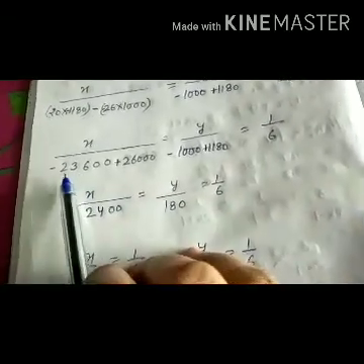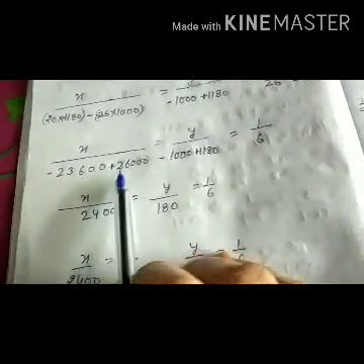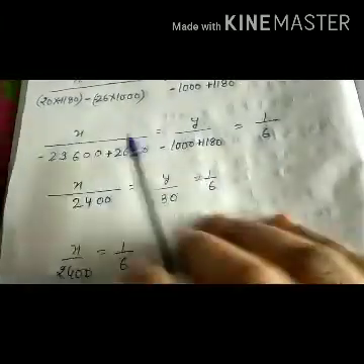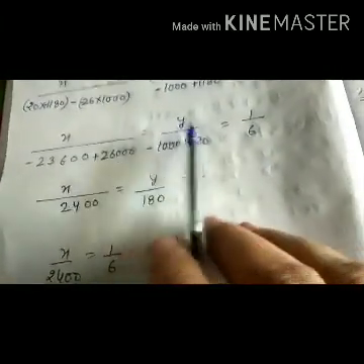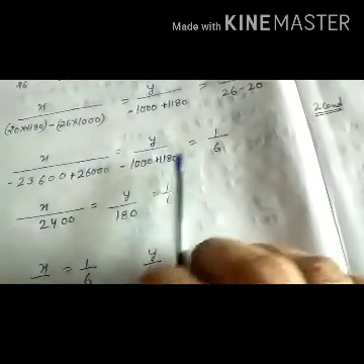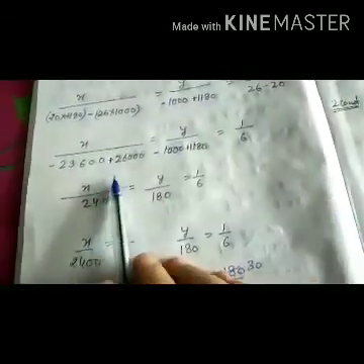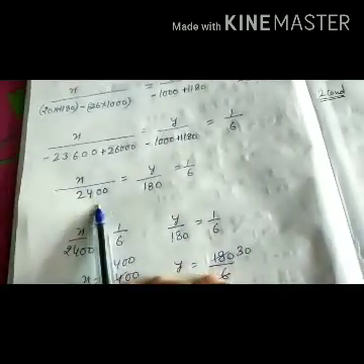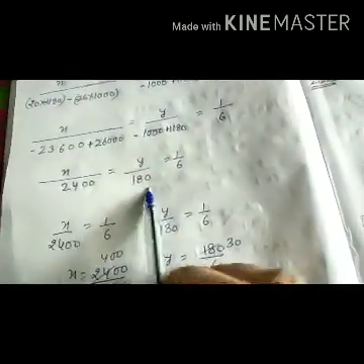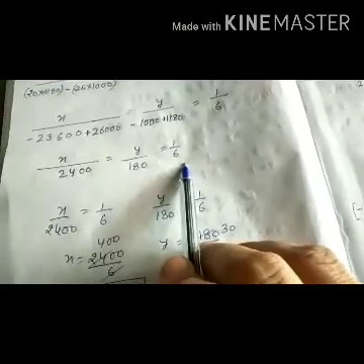Calculation we will do here. Minus 23,600 plus 26,000. 26,000 we have is equal to y upon minus 1000 and plus 1180, and 26 minus 20, that is 6. x upon 2400, y upon 180 and 1 upon 6.